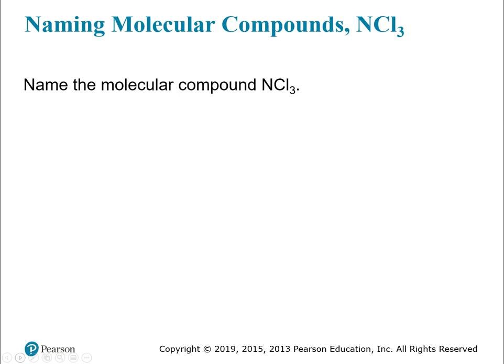Anyway, let's name this. We'll write down the name of the first element, which is nitrogen. I see a subscript here, so I need to use a prefix that describes that subscript. There are three of these chlorine atoms. We use tri. Chlorine is the element. I need the first syllable, chlor, followed by IDE, nitrogen trichloride.